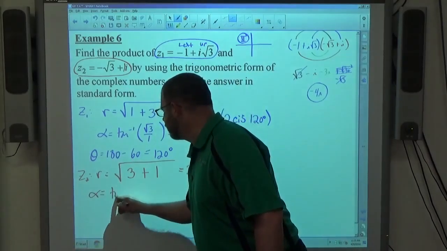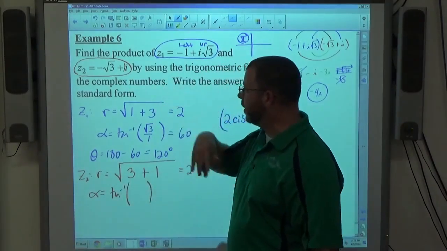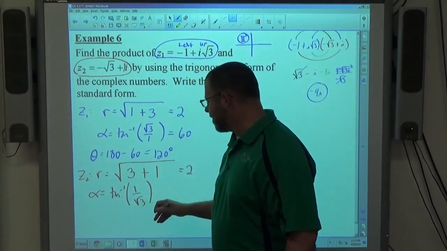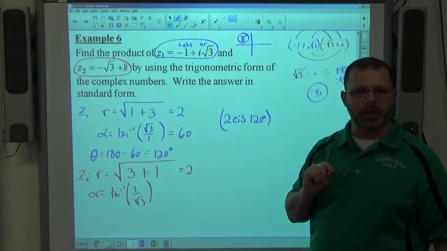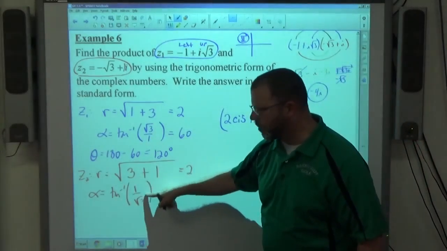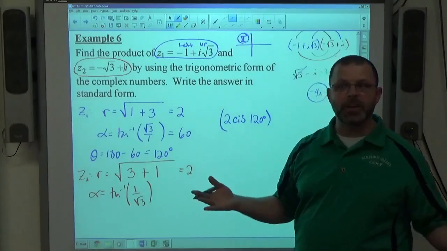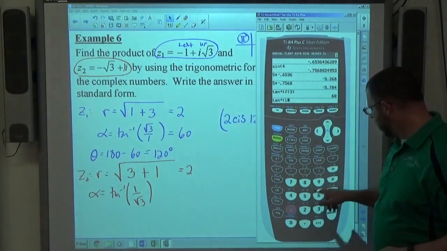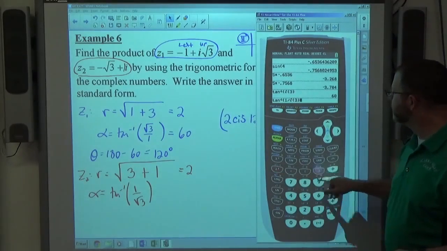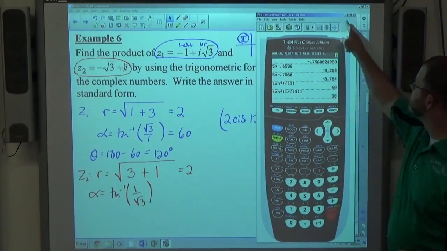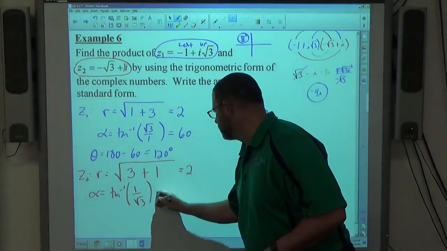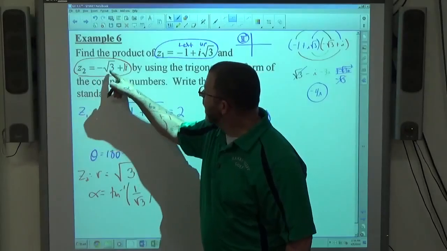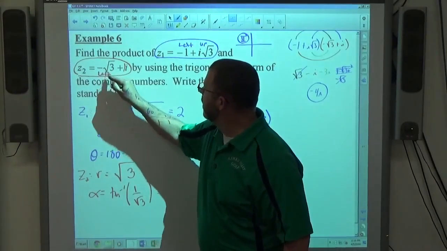Alpha equals the inverse tangent of the absolute value. So again, ignore minus signs. 1 over the square root of 3. That's also known as the square root of 3 over 3. Hopefully we can recognize that. I multiply top and bottom by the square root of 3. So again, that's one of the magic numbers on our sheet. Again, my calculator knows the answer. Inverse tan of 1 divided by the square root of 3 comes out to 30 degrees.